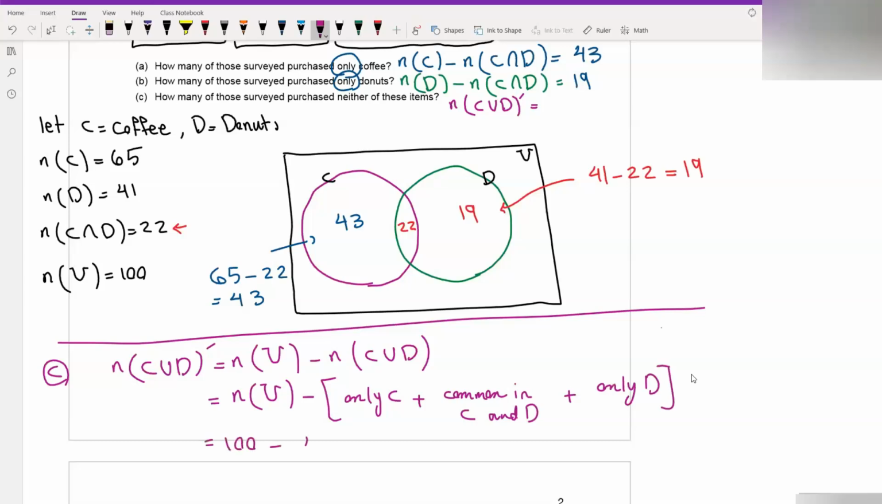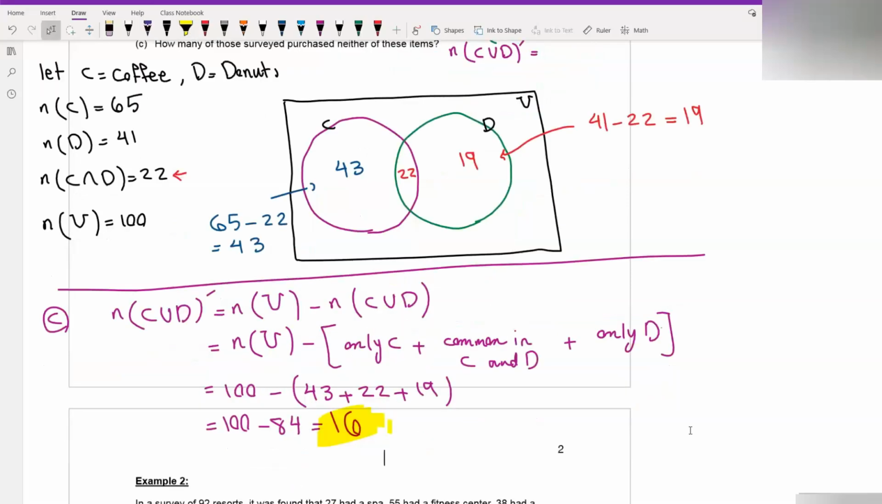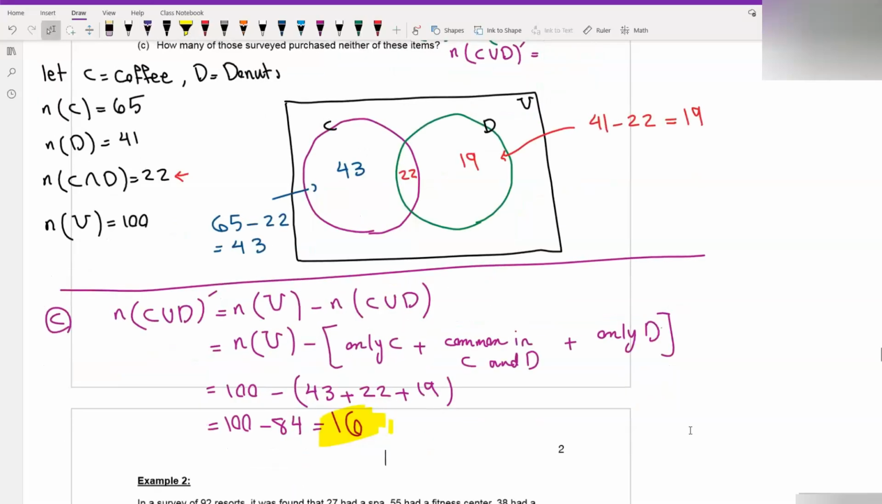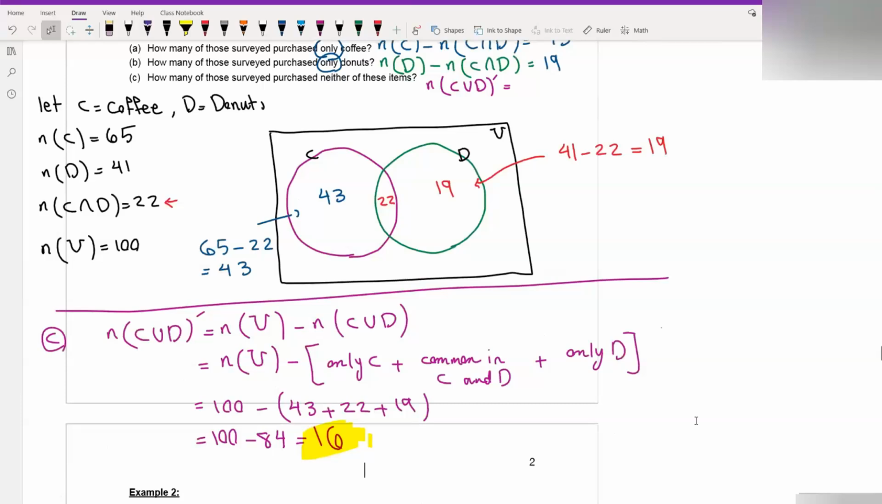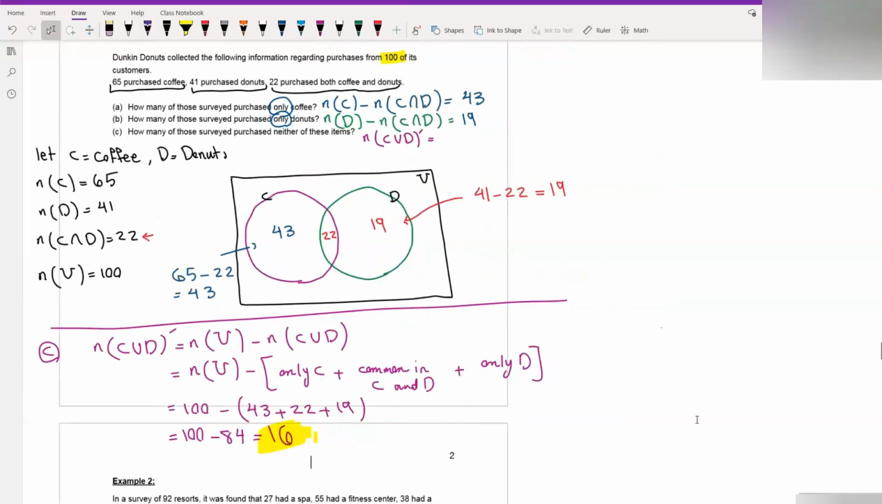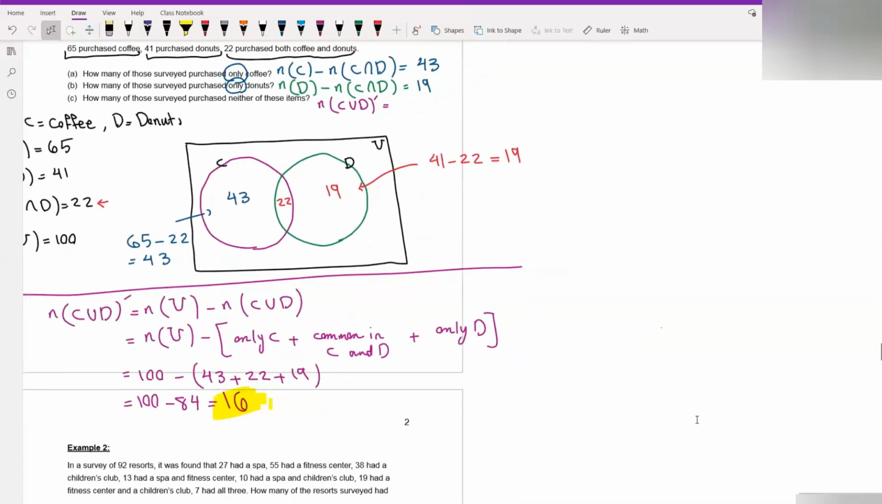It's 100 minus 43 plus 22 plus 19. 100 minus 84. So the answer is 16. Now I'm going to use this rule that we had on top, the cardinality rules, to find the answer for C. So another method. This one again for part C.